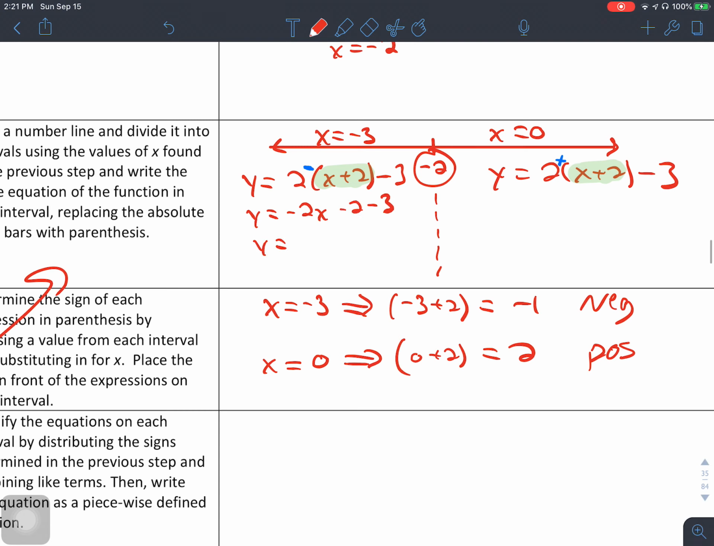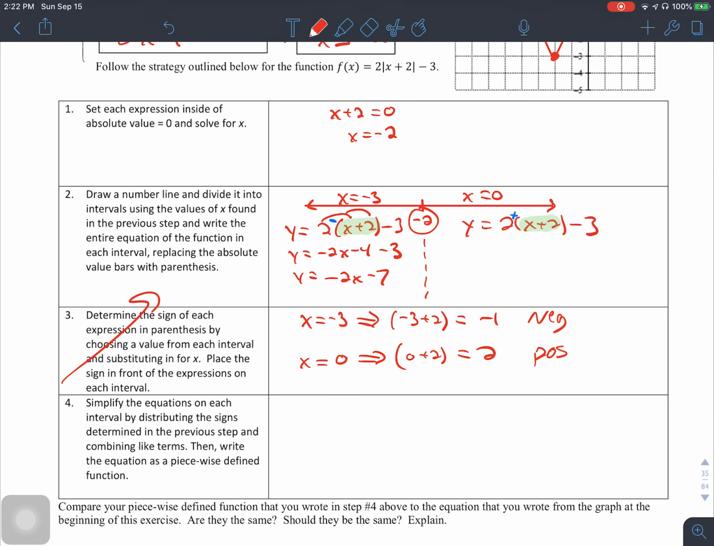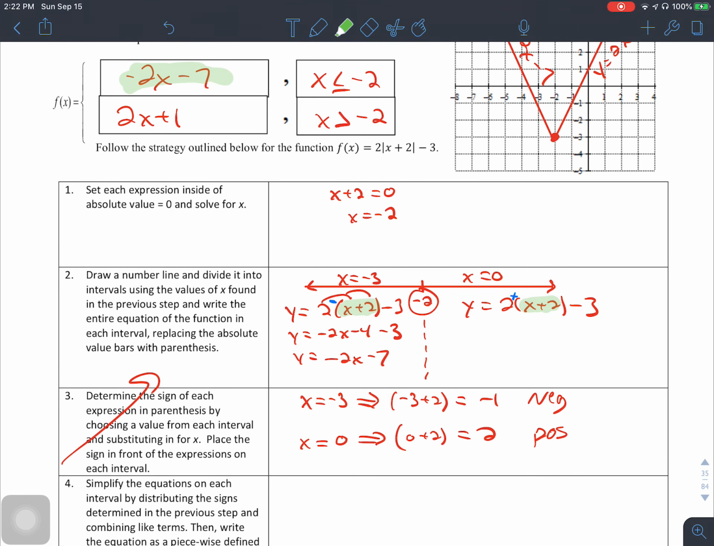Combine that with this. You know what? I multiplied wrong. I'm trying to do too much at once. If I distribute the 2, I'm going to get 2x plus 4. Agreed? If I distribute the minus, it's going to change the signs. You get negative 2x minus 4. Bring down the minus 3. Combine like terms, so we get negative 2x minus 7. Does that look familiar? It should. Same thing we had up here.